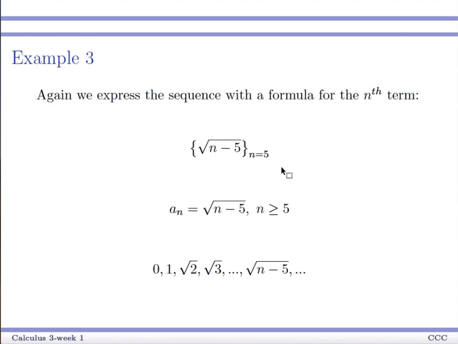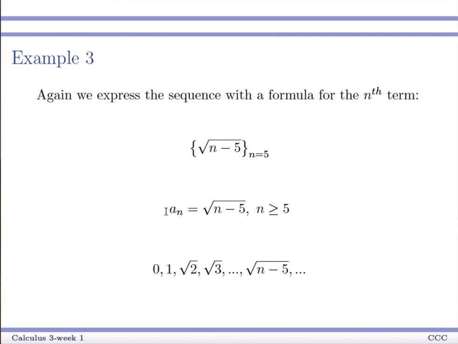There's nothing wrong. I could have easily started at n equals 0 and gotten some complex numbers in my sequence. That would have been completely fine. There's nothing wrong with doing that. But if I want this sequence to stay a real sequence, I need to start at n equals 5.